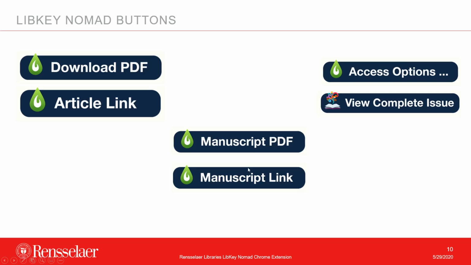Manuscript PDF and manuscript link. This means that there's an open access version of the article. This may not always be the final published version, but we can take you to that resource. Access options. This is the button that will bring up the Get It at RPI button that'll connect you to interlibrary loan services and then also print services. View Complete Issue will bring you to Rensselaer Libraries' browsing platform so you can see the entire issue displayed in context like we just demonstrated in PubMed.